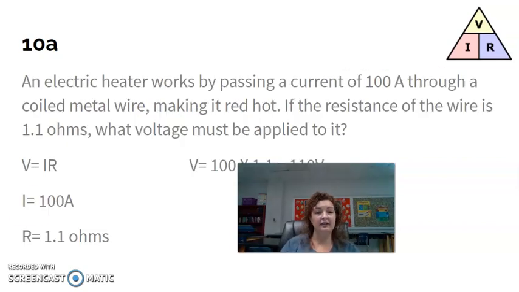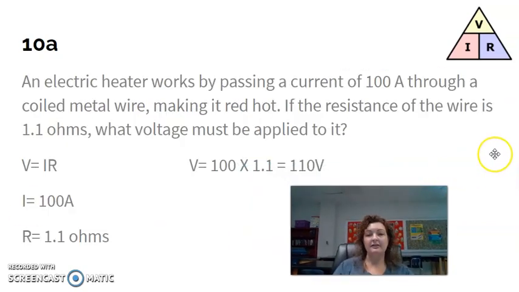Moving on to our second question here. It says, an electric heater works by passing a current of 100 amps through a coiled metal wire, making it red hot. If the resistance of the wire is 1.1 ohms, what voltage must be applied to it? Well, let's look at our knowns. We have a current of 100 amps, so our current I is 100 amps. And then it says it has a resistance of 1.1 ohms. So our resistance R is 1.1 ohms.